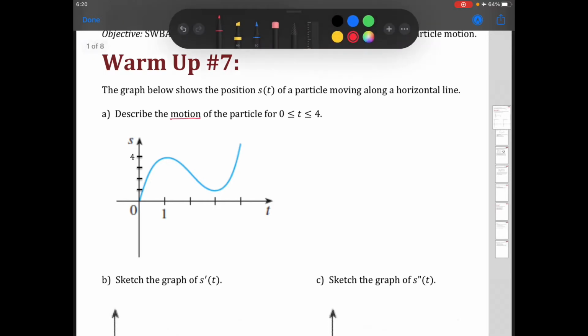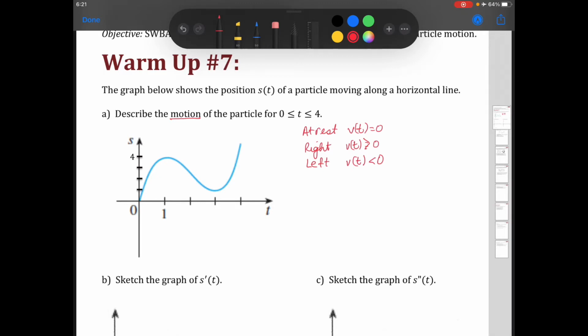So remember, whenever we say motion, we're talking about how the particle is moving: to the left, to the right, or at rest. So it will be based off what? Velocity. It is at rest when velocity is equal to 0. It moves right when velocity is greater than 0, and left when velocity is less than 0.